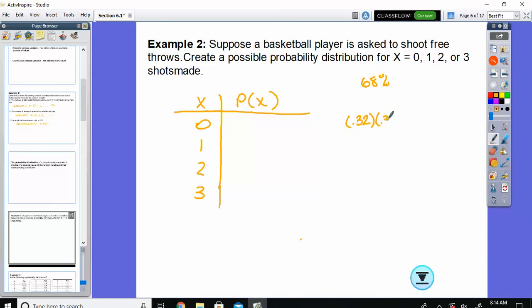So if you miss all 3 of them, you would have to multiply that 3 times. So we would get 0.0328. Okay. Let's say I want the probability, let's jump down here, that you made all 3. What would you do? 0.68 to the third.